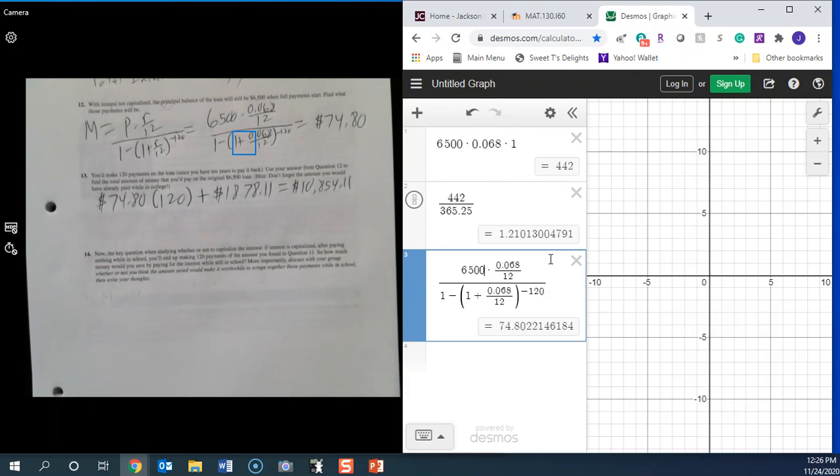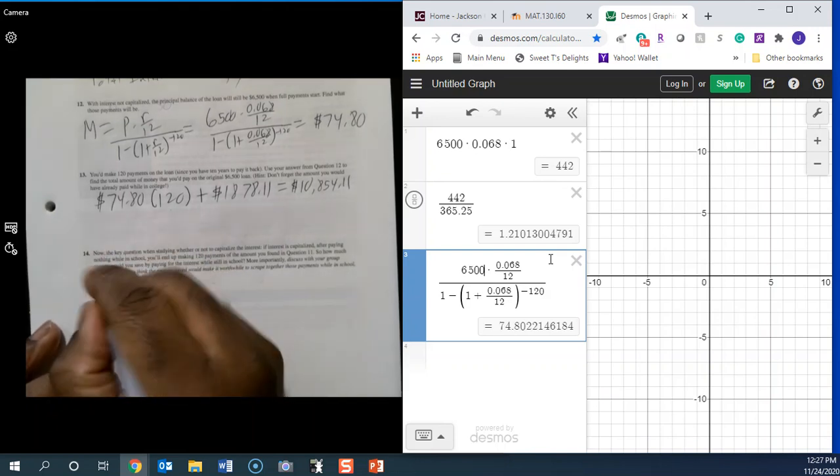Now, the key question when studying whether or not to capitalize the interest, if interest is capitalized after paying nothing while in school, you'll end up making 120 payments of the amount you found in question 11. So how much money would you save by paying for the interest while still in school? More importantly, discuss with your group whether or not you think the amount saved would make it worthwhile to scrape together those payments while in school, then write your thoughts.